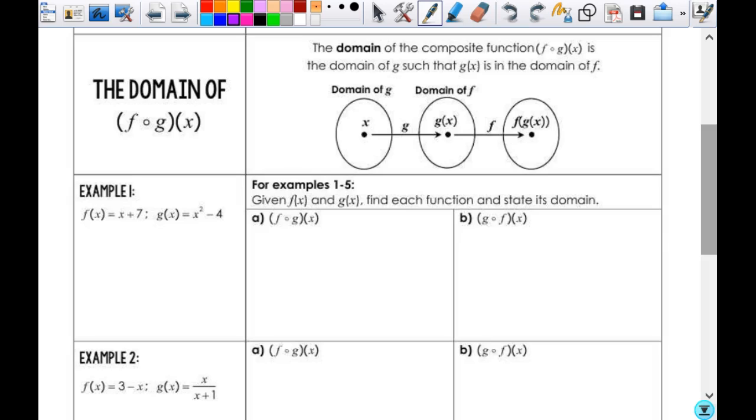So let's think about the pieces that we're talking about. Domain of g, is this referring to x values or y values? X values, right? Such that g of x, does that represent x values or y values? Y values.